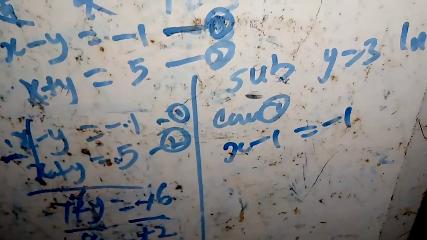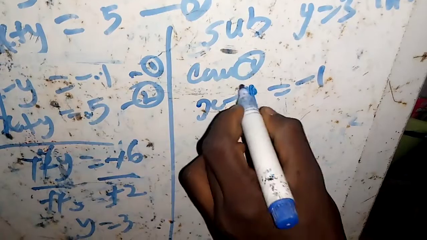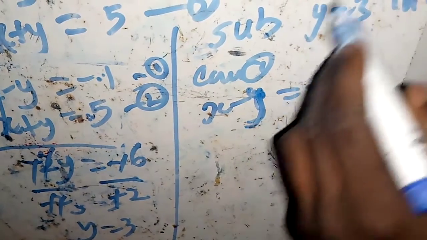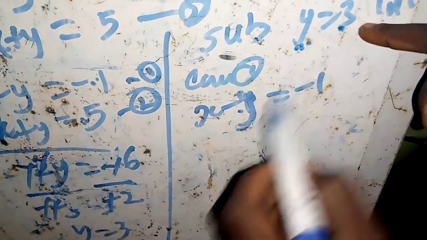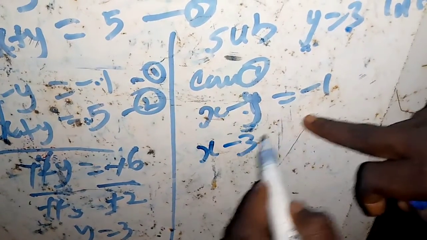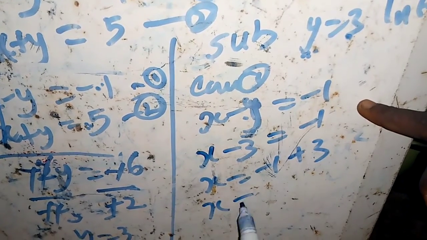So we want to look for our x, since we've gotten our y, sorry. When we substitute, instead of putting your y there, put 3 in this case. So x minus 3 equals minus 1. So x equals minus 1 plus 3. x equals 2, find the answer.